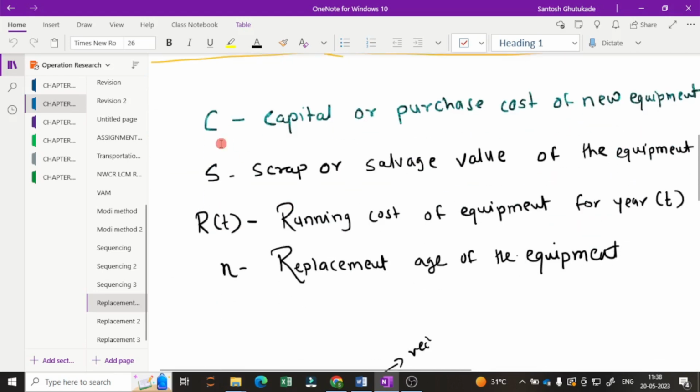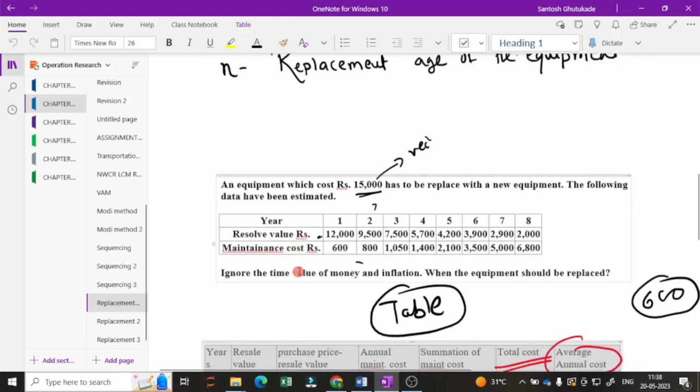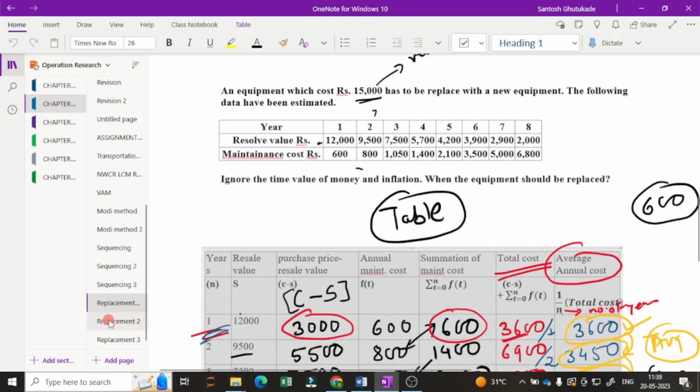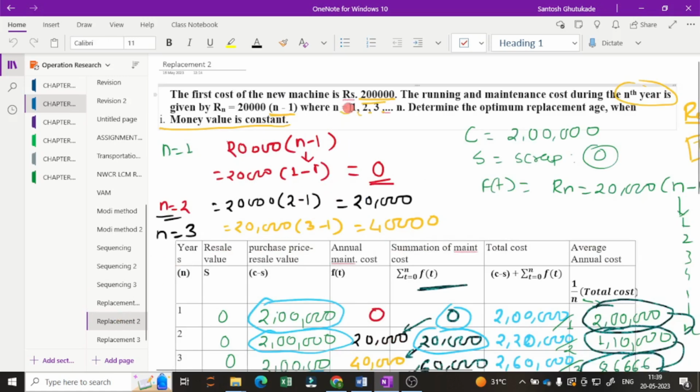These are the nomenclature: C, S, R_T, then N. C is capital cost, S is scrap value, or salvage value. In that lecture we have seen the simple problem where the resale value or scrap value is given with the maintenance cost. Then in the 15th lecture we have seen a relation given to calculate the running or maintenance cost, where money value is constant.